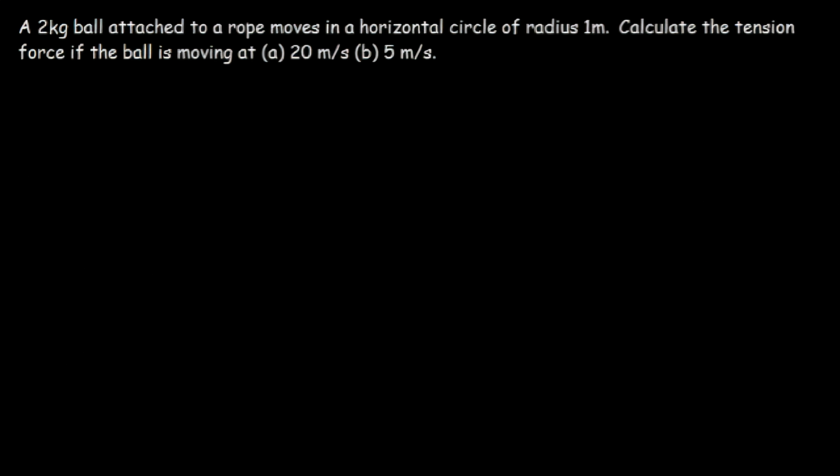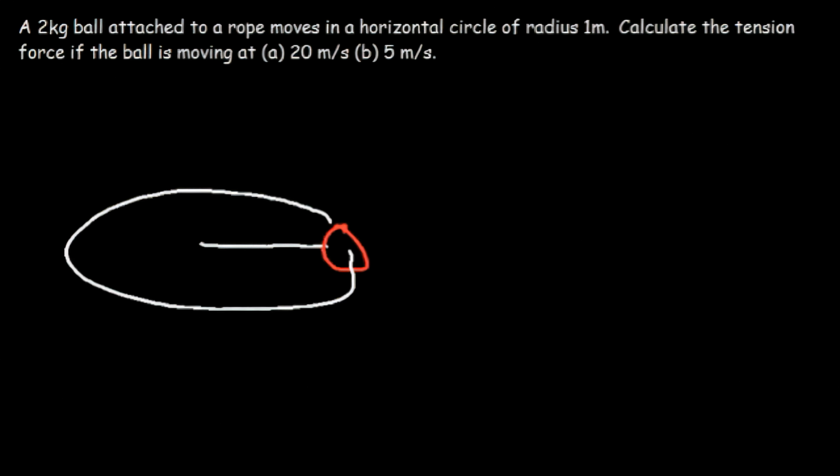Let's try this problem. A 2-kilogram ball attached to a rope moves in a horizontal circle of radius 1. Calculate the tension force. So we have a rope, a ball attached to it, and it's going to move in a horizontal circle. The radius is 1.